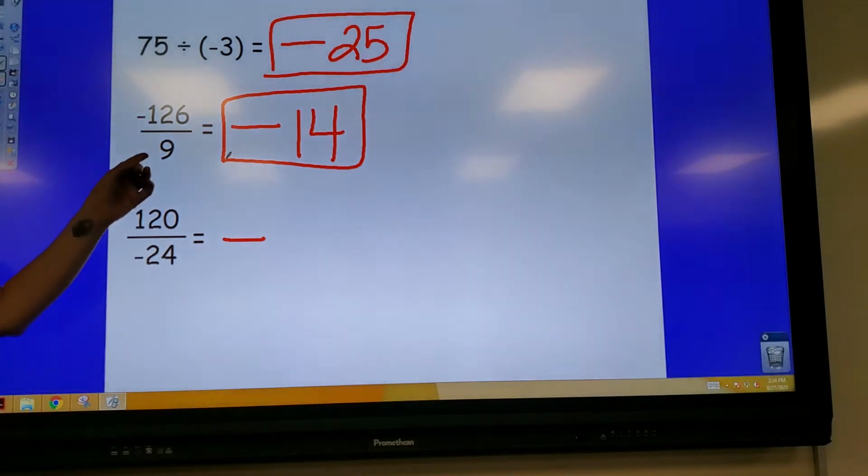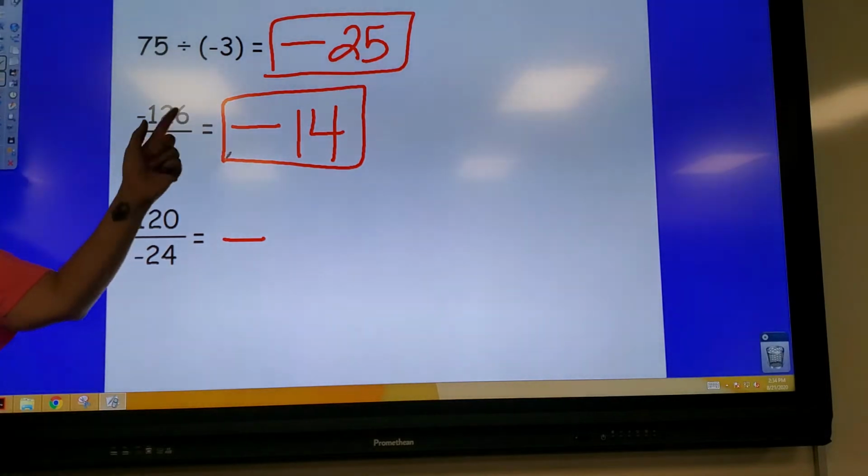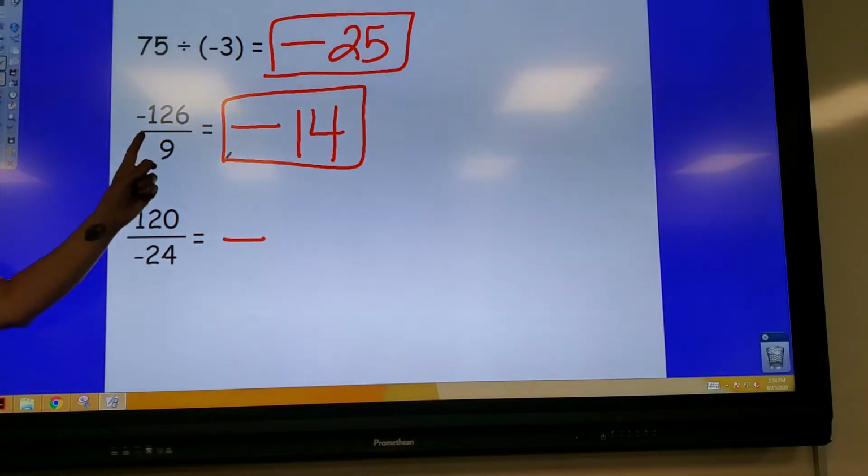But if you're able to do it in your head, like I'm thinking 9 goes into 12 one time, and I write down the 1. And then I'm like 12 minus 9 is 3. That's 36. Bring down my 6. That's 36. So 9 goes into 36 4 times. If you aren't comfortable doing it in your head, then don't.